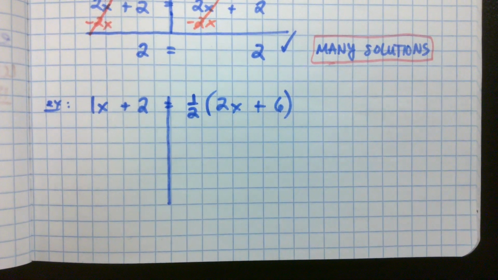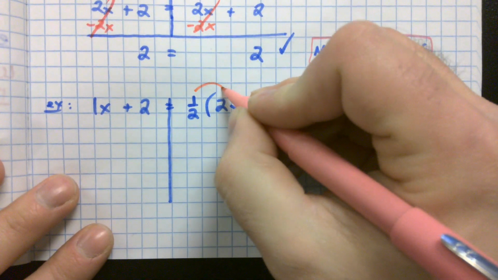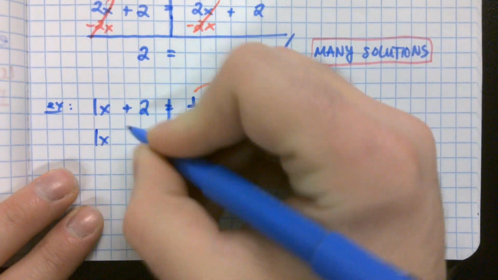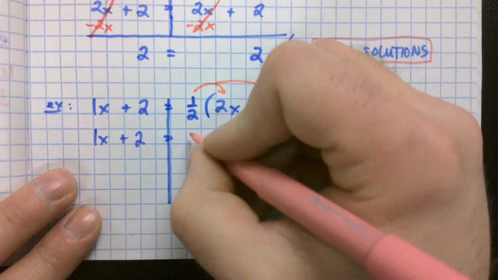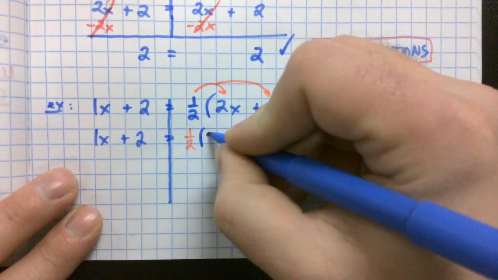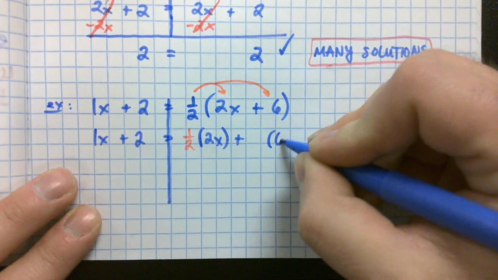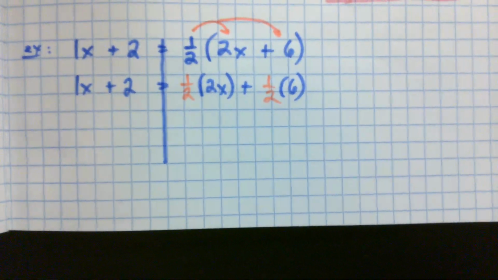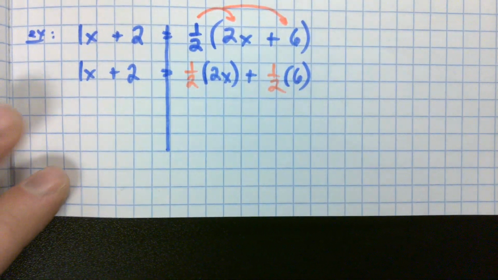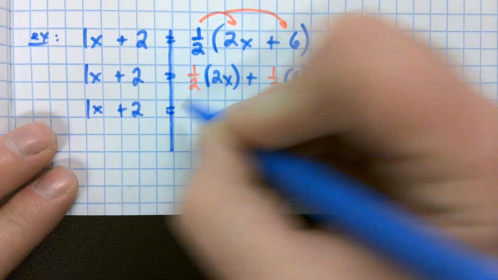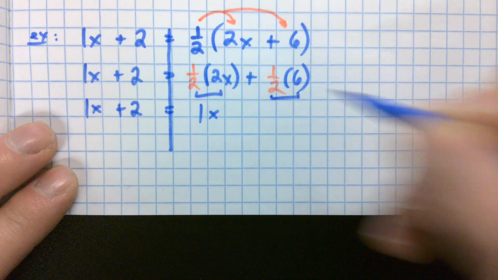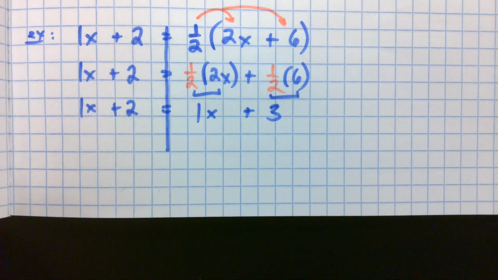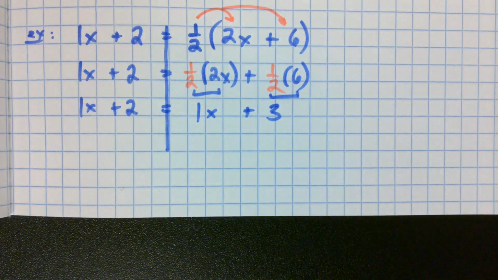Here, what number am I going to distribute? 1/2. I'm going to do 1/2 times 2x and 1/2 times 6. I've got 1x plus 2 equals, again, 1/2 of 2x plus 1/2 of 6. I'm going to zoom in. What is half of 2x? 1x. Perfect. What is 1/2 of 6? 3. So now we've got 1x plus 2 equals 1x plus 3.